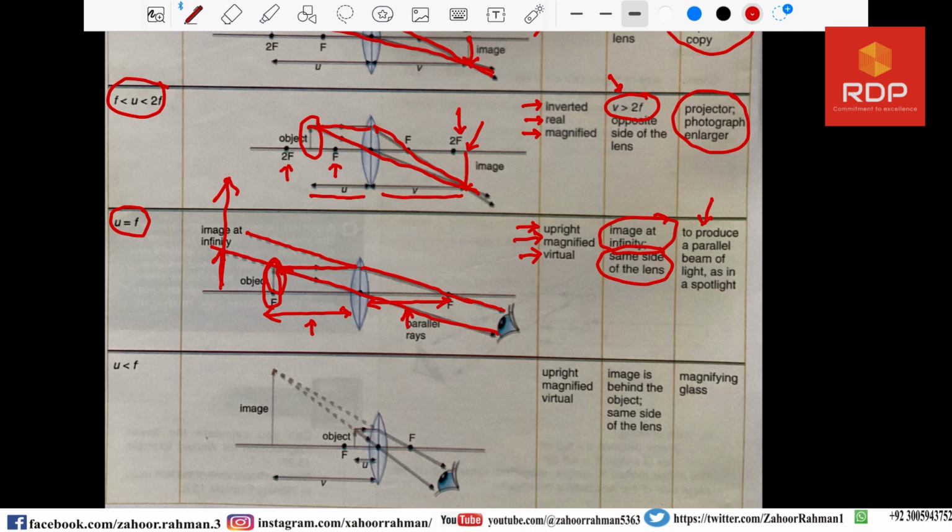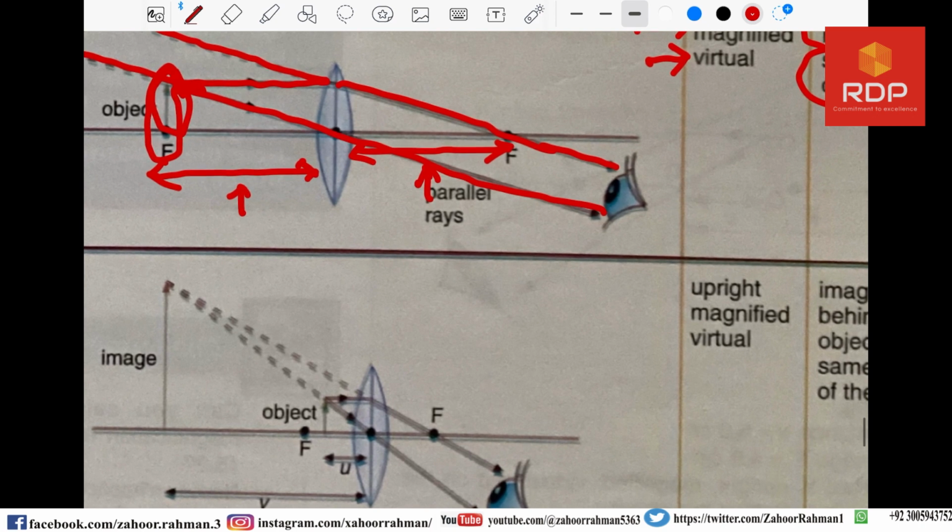Now the final one is that if the object distance is less than f, you can see here, let me magnify it more. So the focus point is this one, and the center of the lens is this one, and you can see that the object is placed between F and C. Now let us observe this scenario, that what will happen.